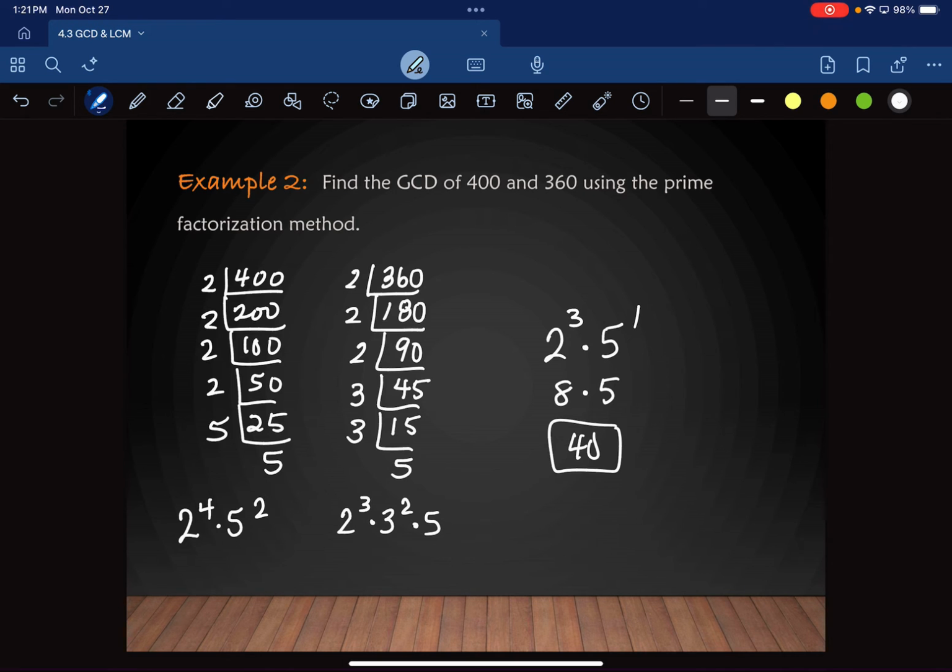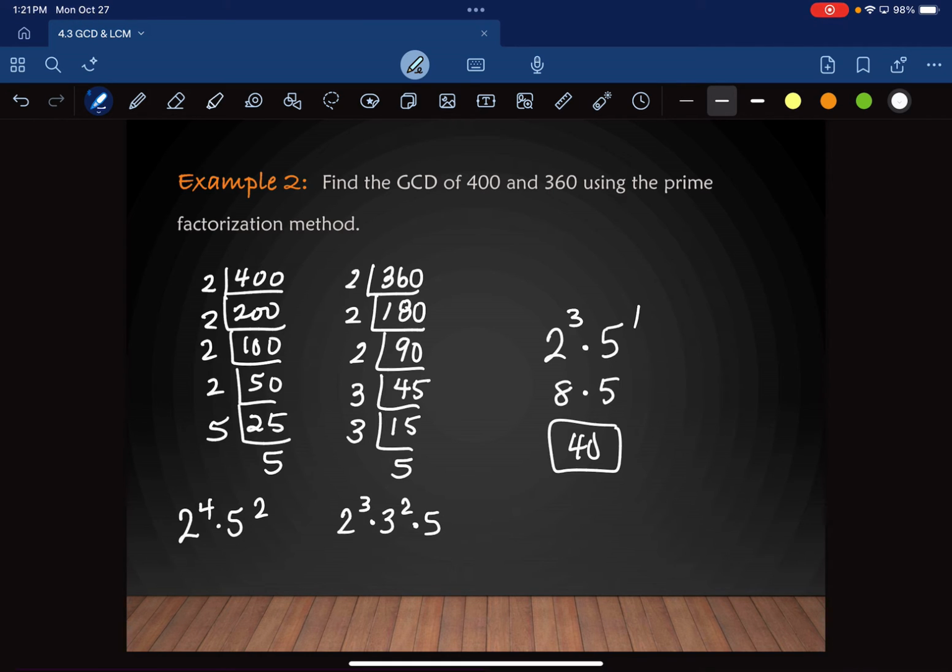We could divide, right? And you can use your calculator if you wish. You can take 400 and divide it by 40. You can take 360 and divide it by 40. That does not guarantee that it's the biggest one, but at the very least it guarantees that it is one. So there's a believability, a reasonableness to our answer. Any questions on that one?